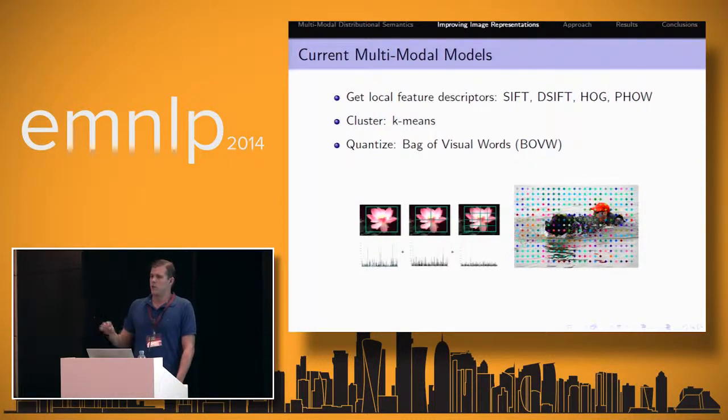Then you cluster them using a standard clustering algorithm, such as k-means or any type of clustering algorithm that you want. And then you quantize them, which means you count all of these clusters and you put them in the appropriate buckets. So it's almost like a histogram, where you take the clusters to be visual words. It's bag of words, but in the visual sense.